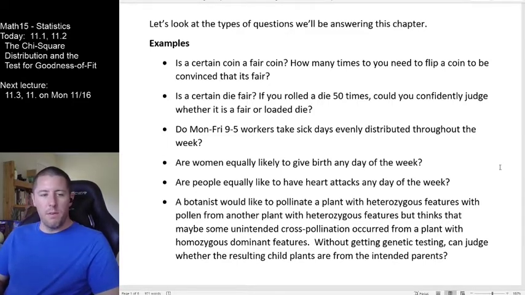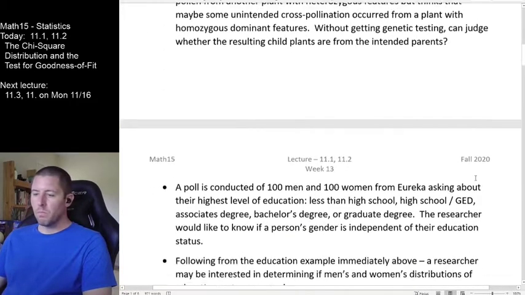So this is a very good one for biology right here. We can look, without doing genetic testing, we can look at the proportions of the child plants and determine if we believe that the correct pollination had in fact occurred.